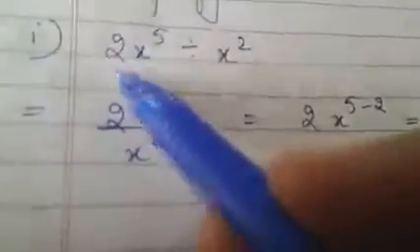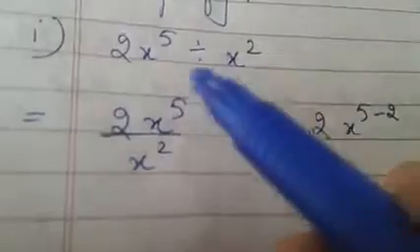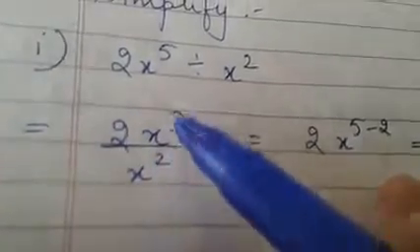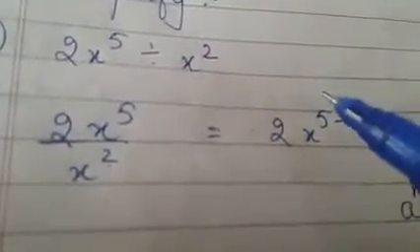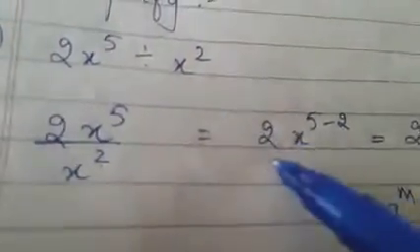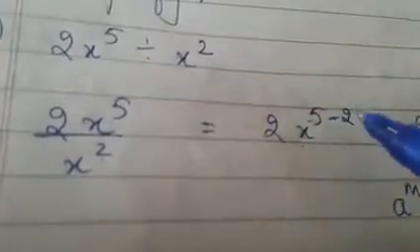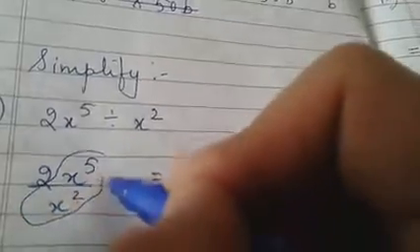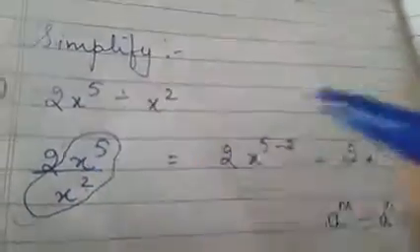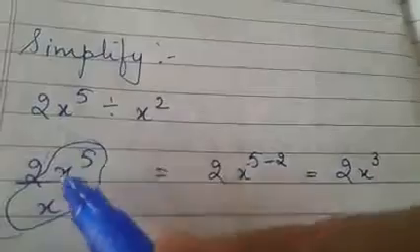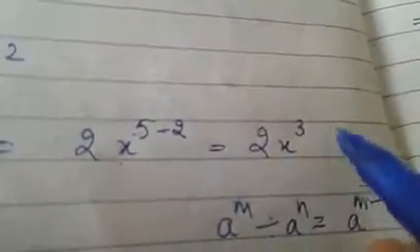Question number 1, 2x raised to 5 divided by x square. So I have written here 2x raised to 5 divided by x square. Since I have to use quotient law here, I will write 2 as it is, x raised to 5 minus 2. I am applying quotient law for these two, so write x and then 5 minus 2 since we are dividing. So 5 minus 2 is 3. Okay. Next, I have written here the law we have used.